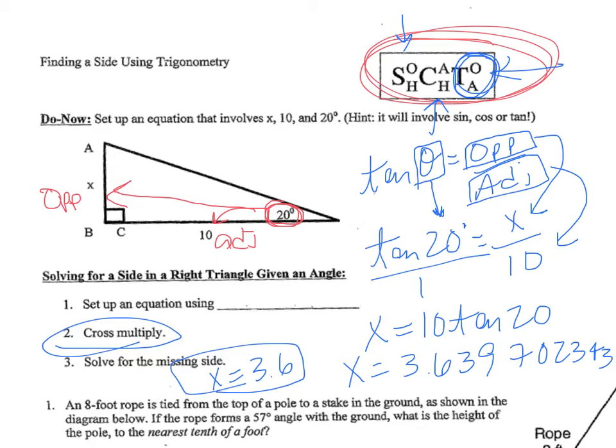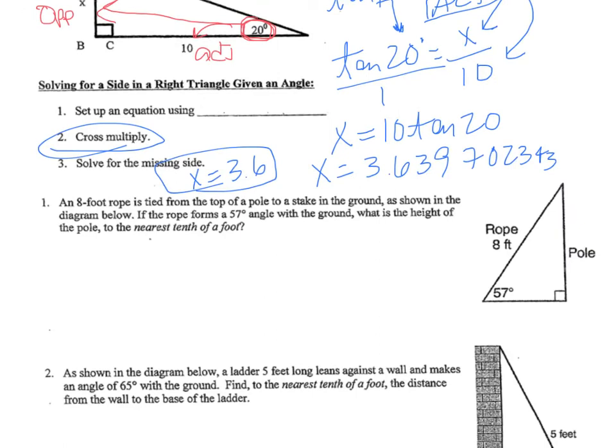So the steps are to pick an equation or a trig function that allows you to use the pieces of information that you have, cross multiply, and then solve for the missing side. So let's take a look at the next one.